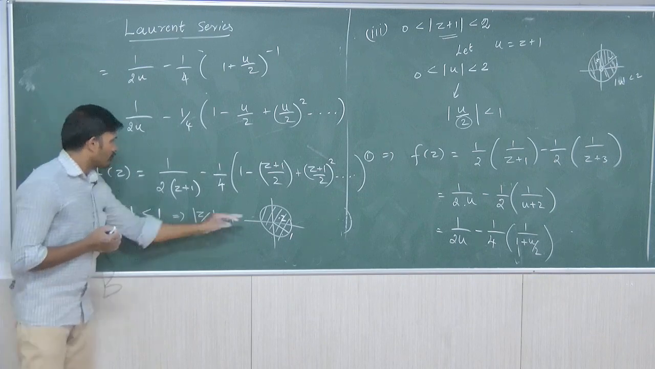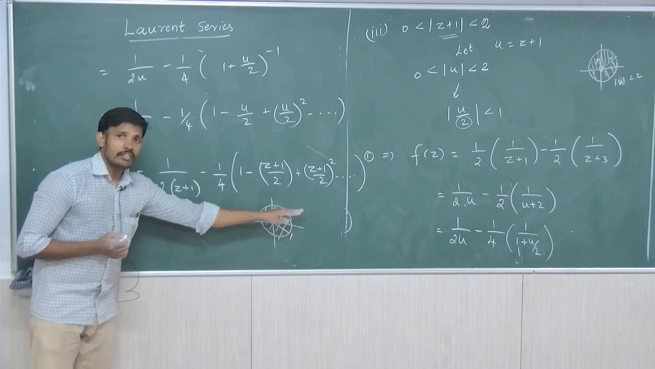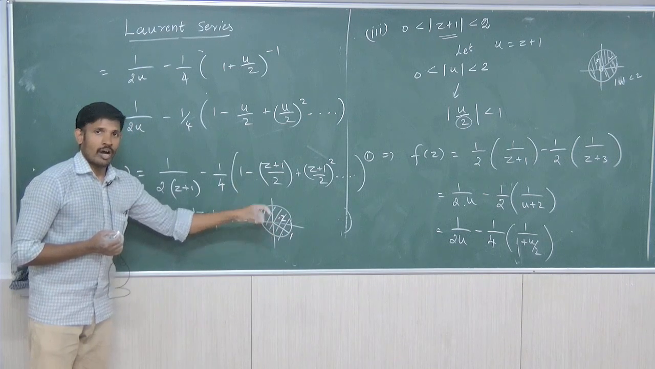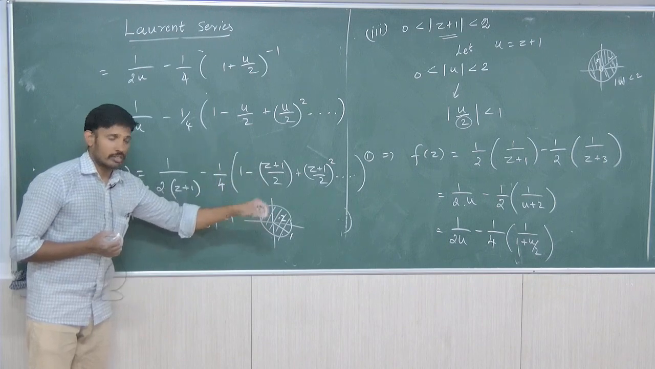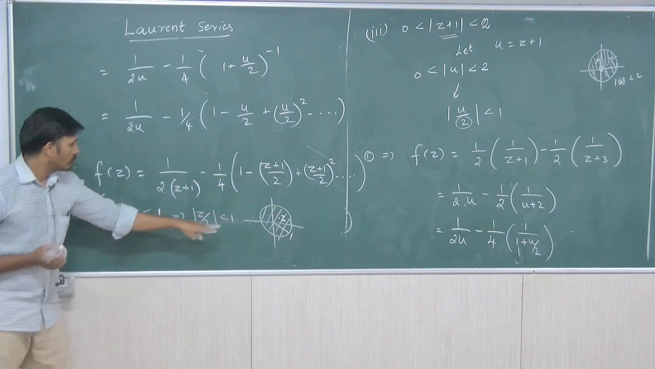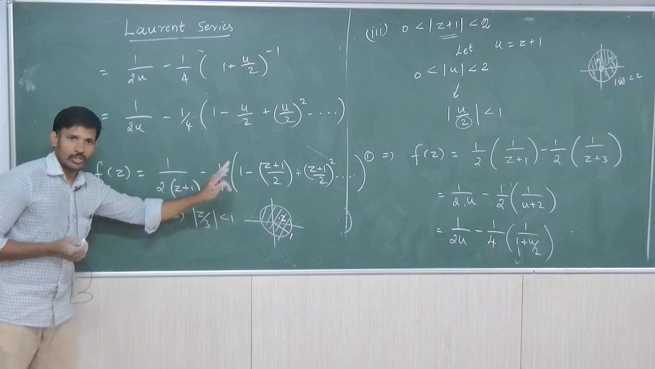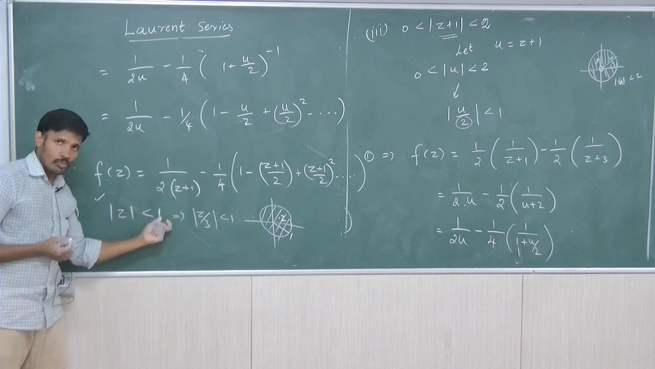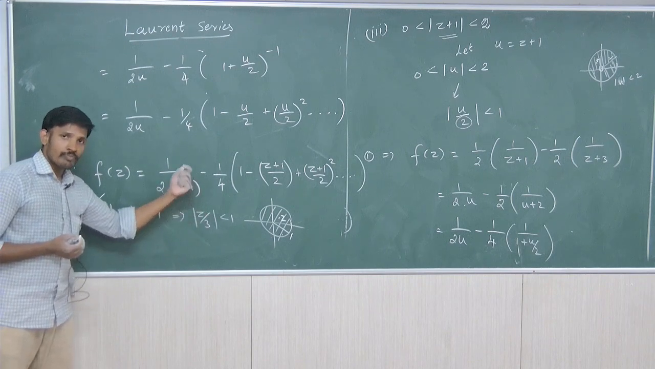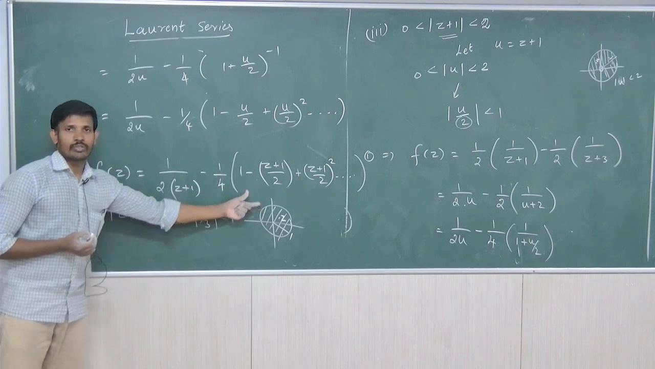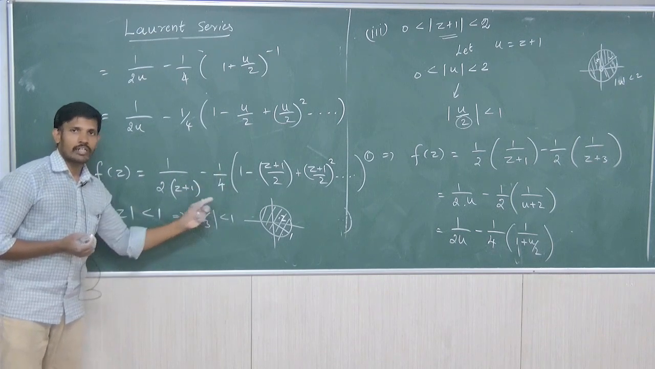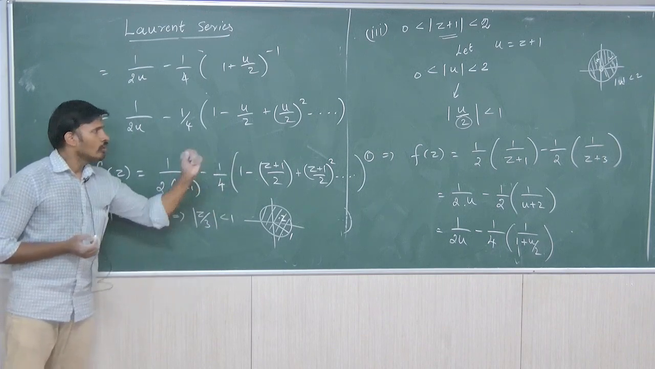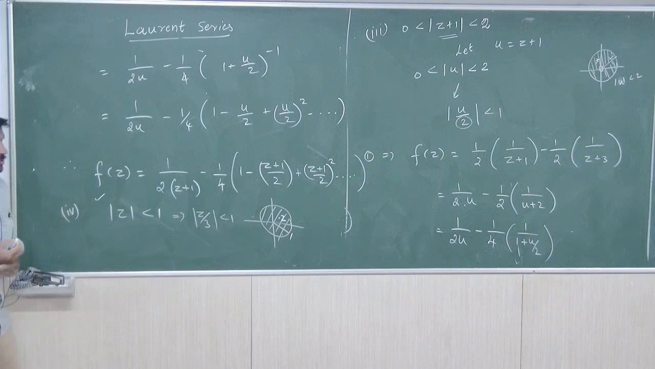Because we are taking z inside the unit circle, that should be less than 1. Again, if you divide z by 3, that value is also less than 1. So are you agree? Modulus z is less than 1, then modulus z by 3 is also less than 1. So without loss of generality you can directly take these two inequalities. By using them you can expand the function f of z, right?